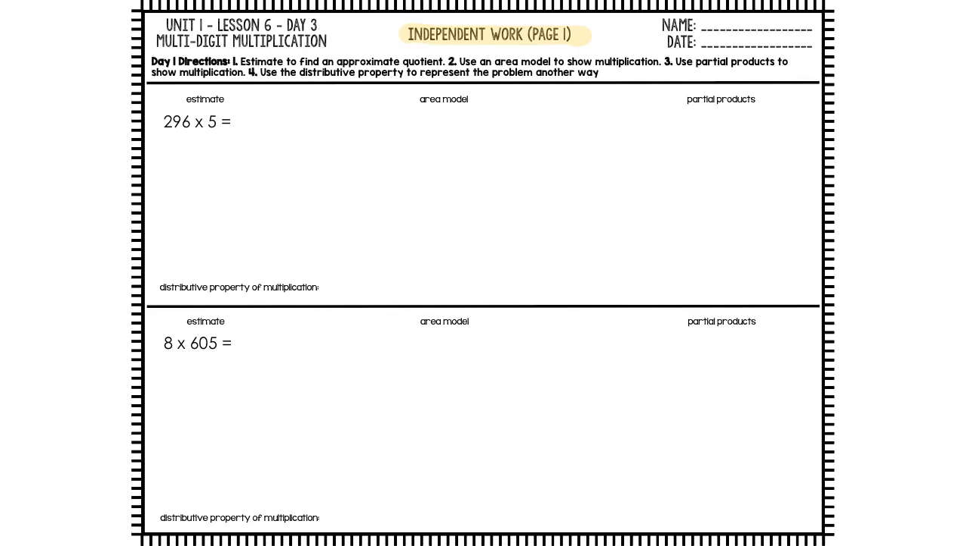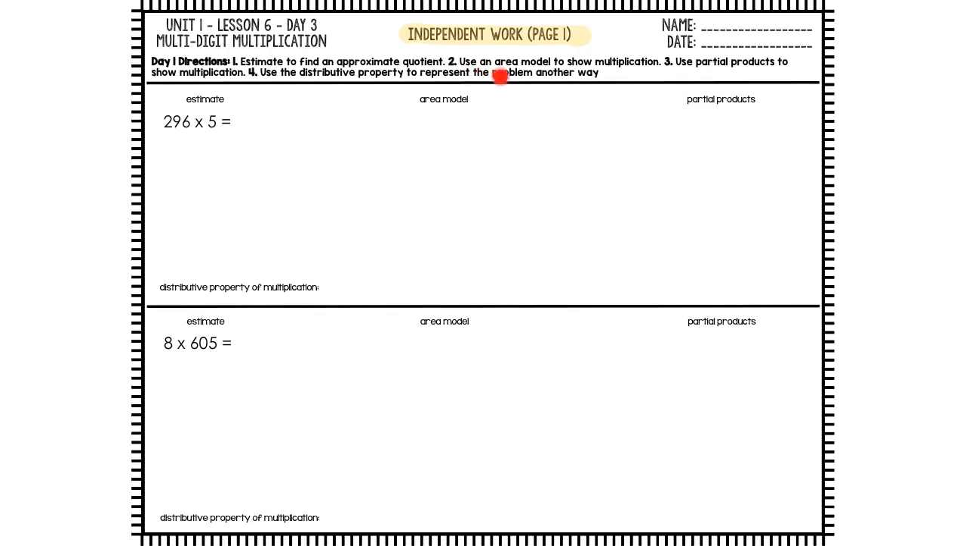I am going to start off by leading you through one, and then I'm going to slowly back away and allow you to do more and more work. So let's begin. All right, let's begin by reading the directions. Number 1, estimate to find an appropriate quotient. So first we're going to estimate.